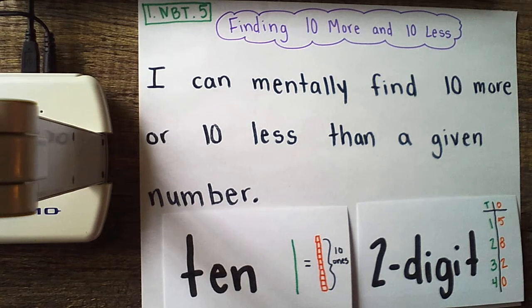For the last several weeks, we've been working on using what we know about place value to add 1 and 2 digit numbers together. Now we're going to use everything that we know about place value to help us find 10 more or 10 less than a number in our heads. So let's take a look at what we're working on today.